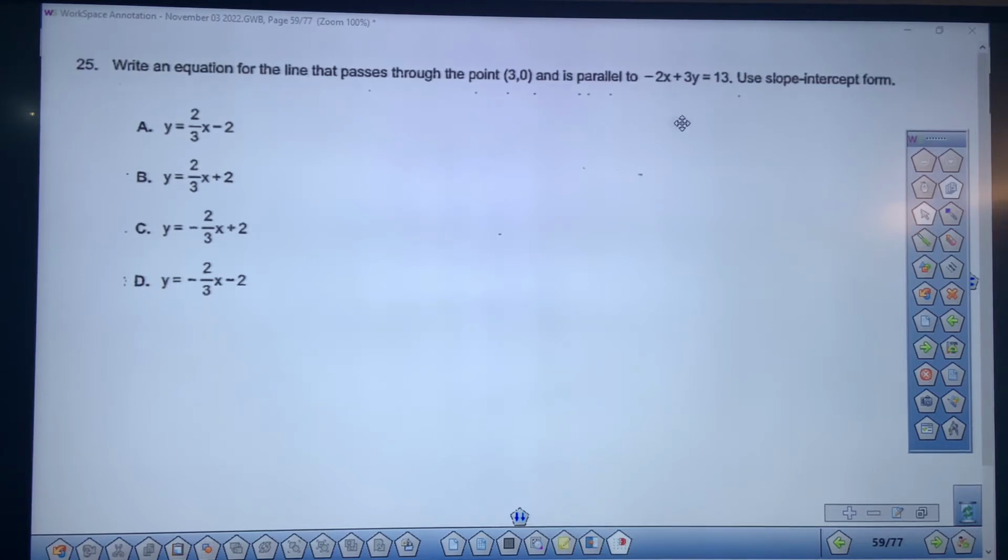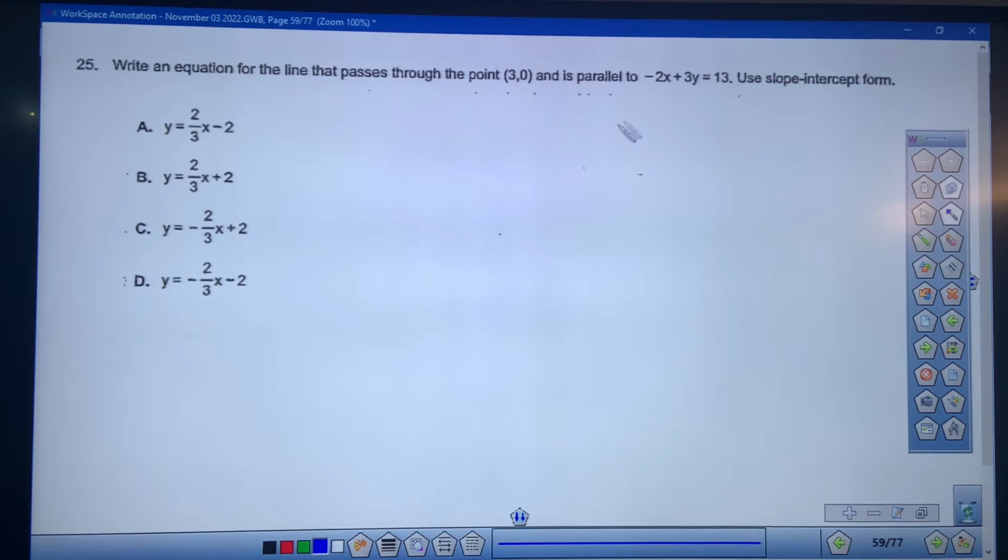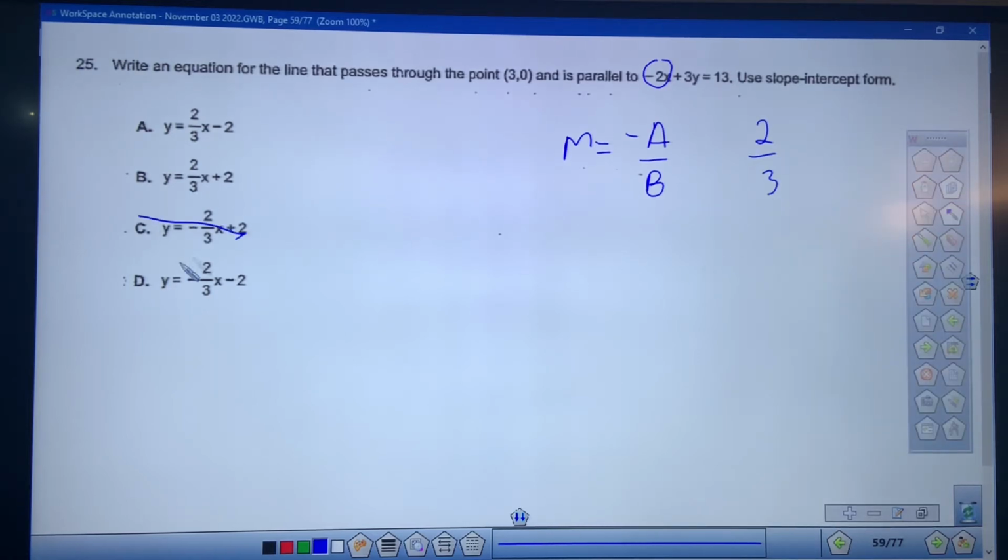All right, so parallel to this line, so I can do a couple of things. I can find the slope. I'll do that. I'll find the slope of this line. So it's going to be opposite of a over b. So slope equals negative a over b. So that would be negative negative 2, that would be 2 over 3. So my slope is 2/3, so it can't be these two.